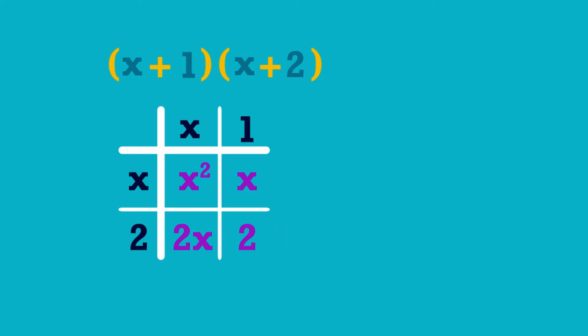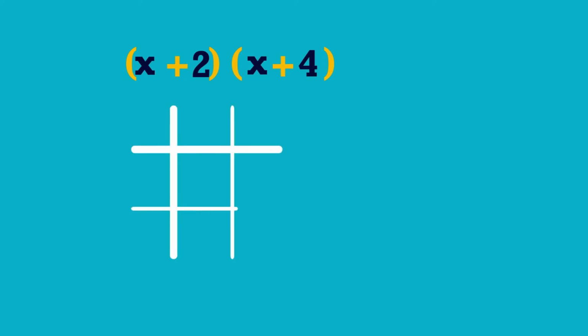Now I've done all the multiplying, I add together all the terms in pink. So I have x squared plus x plus 2x plus 2. That's close to my final answer, but I can actually simplify it. X squared will stay as x squared, x plus 2x becomes 3x, and 2 will stay as 2. Therefore, my final answer is x squared plus 3x plus 2.